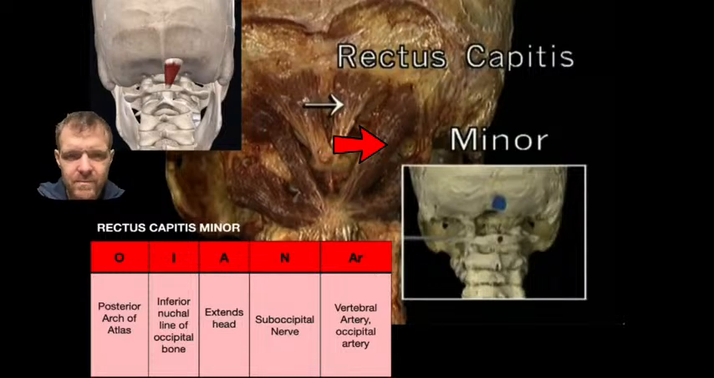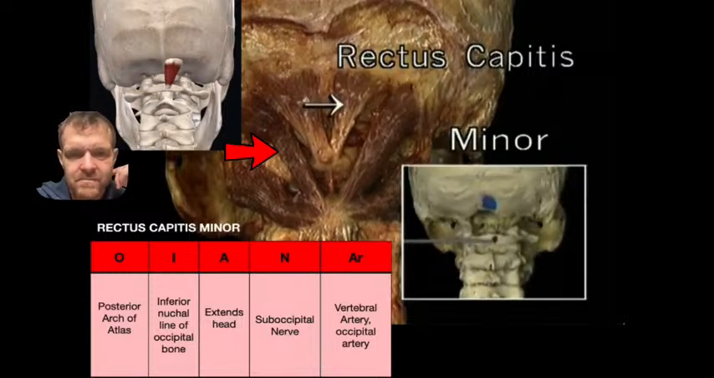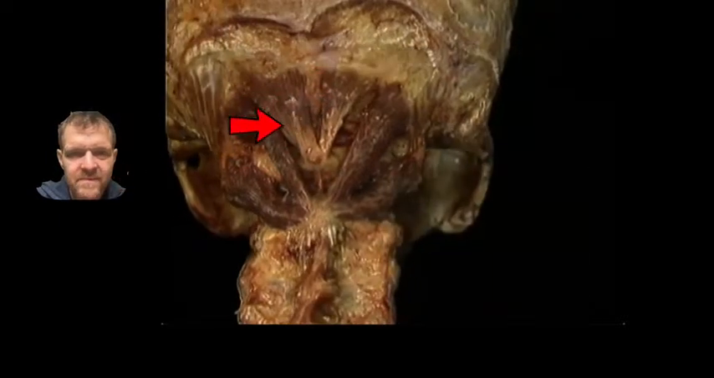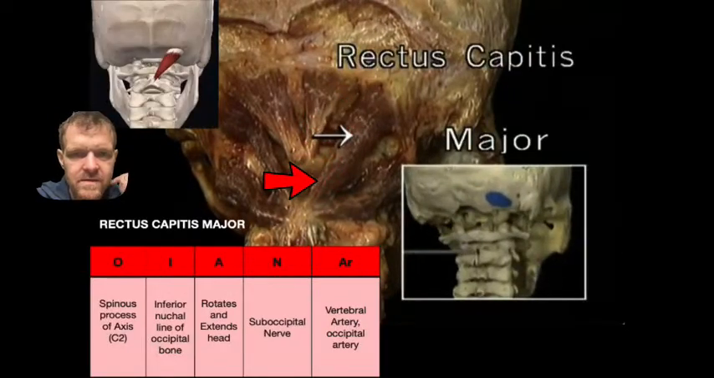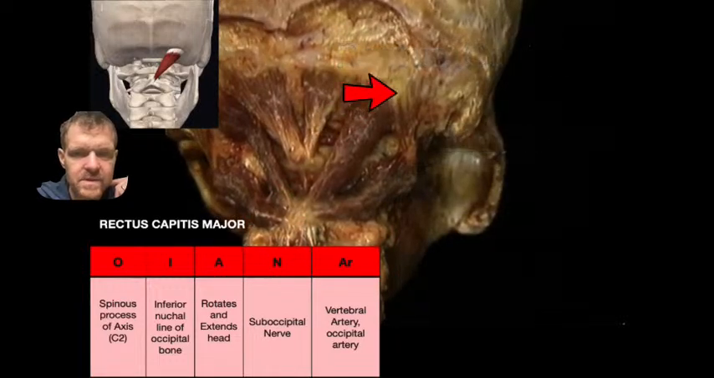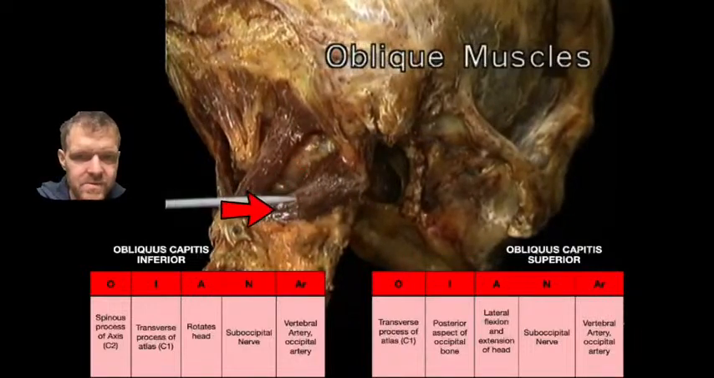Obviously, when we looked at it before, there was only one on the image, so this one here, but it's paired. So we've got muscles on either side. So that's the minor, this one just here, and then the major is this one here. Okay, so that one starts a little bit lower, on your C2, and then comes up onto the base of the skull. And then we can see here, these are the oblique muscles.